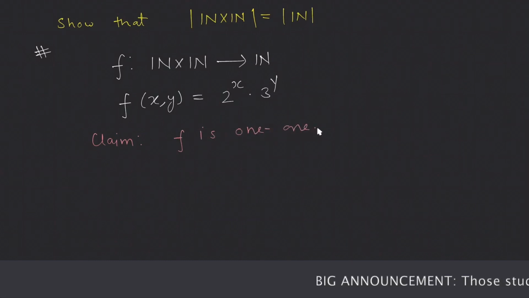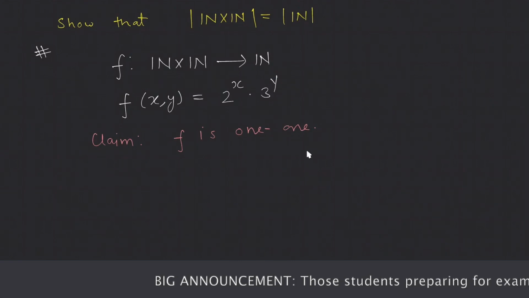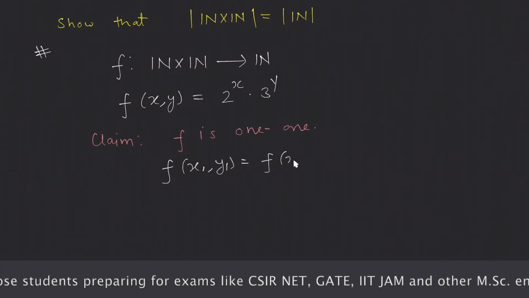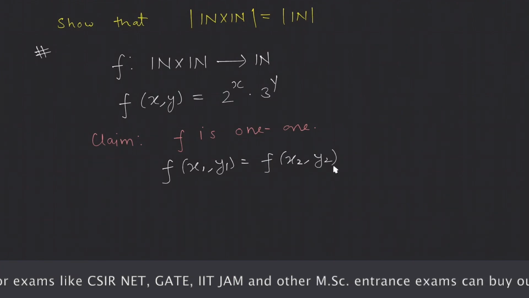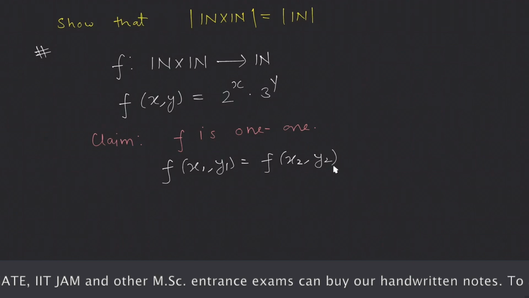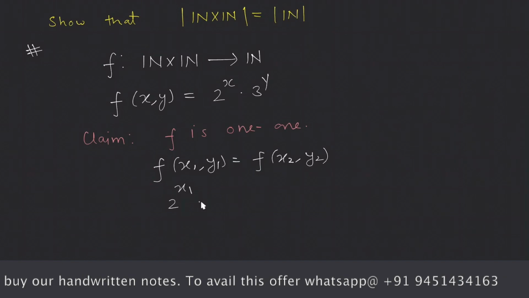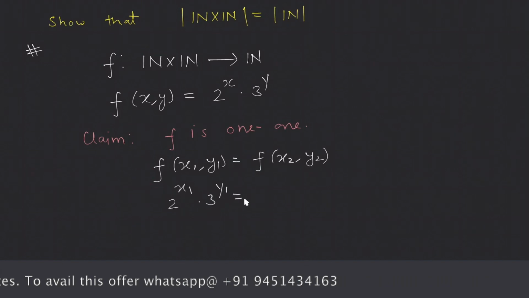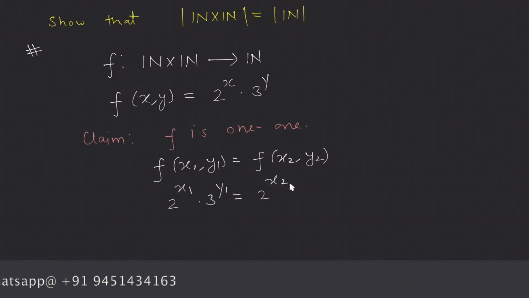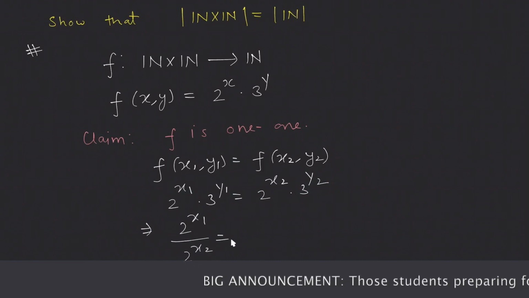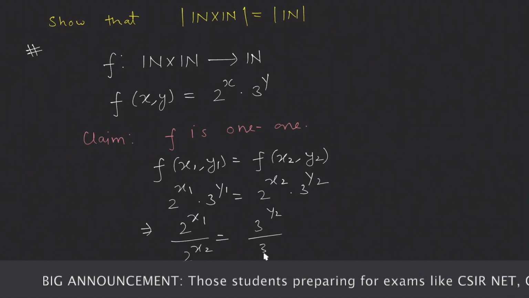So let's show that. Let's assume f of (x1, y1) equals f of (x2, y2). Then from the definition of mapping f, it will be 2 raised to power x1 into 3 raised to power y1, which equals 2 raised to power x2 into 3 raised to power y2. From here we can write this as 2 raised to power x1 over 2 raised to power x2 equals 3 raised to power y2 over 3 raised to power y1.